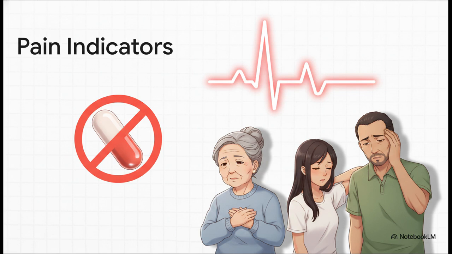And here is a crucial reminder to update your old paradigms. Relief of pain with nitroglycerin is not an accurate diagnostic criterion for cardiac ischemia. Scratch that old habit completely. Do not use it to rule in ACS.